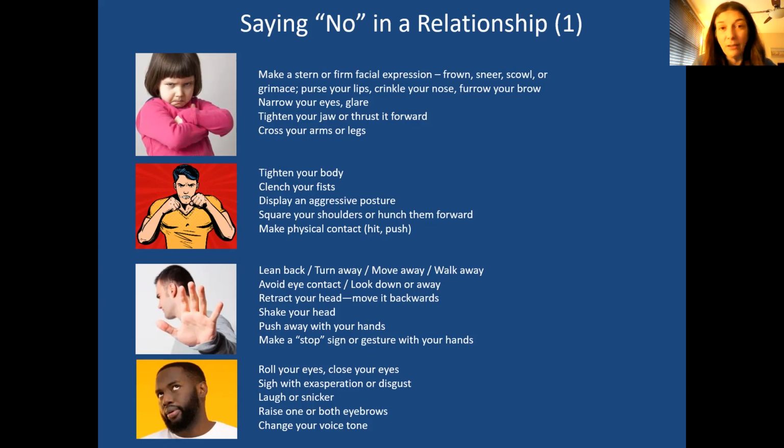Other times, it could be a little bit different. So leaning away, turning away, moving away, or walking away. All right. If someone's really pissing you off or really getting inappropriate, just walk out of the room, just leave. Okay.